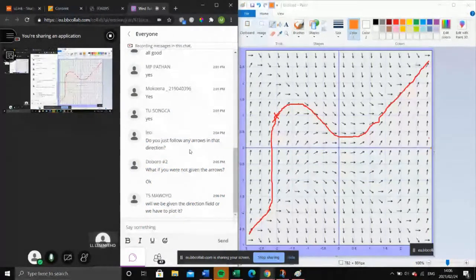Will we be given the direction field or do we have to plot it? So you may be asked to plot it in a very small section of your Cartesian plane, and you'll be given the specific points at which you must plot it. I think there was an example in one of last year's tests, so I can pull that up for you guys just now to show you. You won't be expected to reproduce something like this in a test first time around.